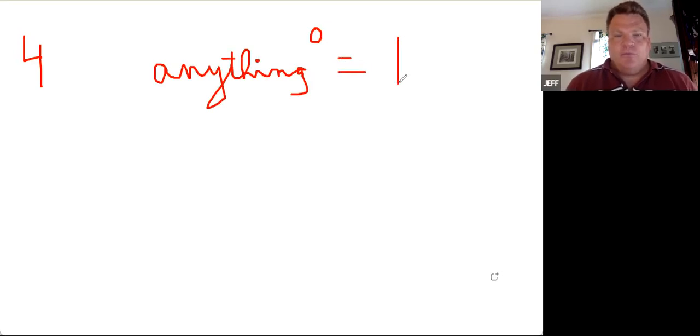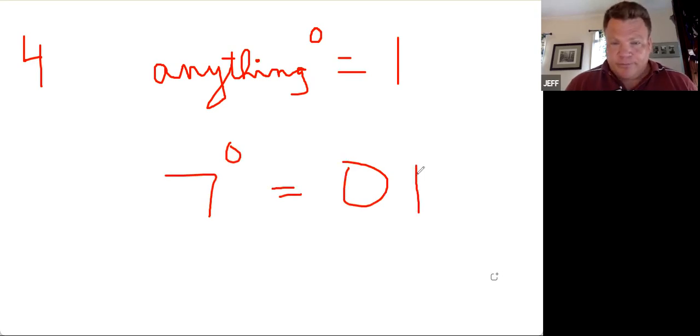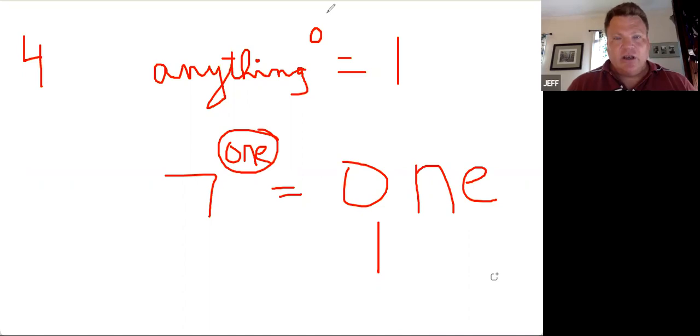1. And everything in my brain says 7 to the 0 power should be 0. But it's not. It's 1. It is a 1. So I'm going to write that there. That's my mental trigger. If I see 0 up there, I'm saying it's not 0, it's 1, which should help me remember it.